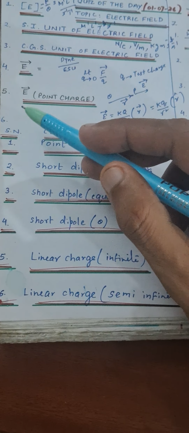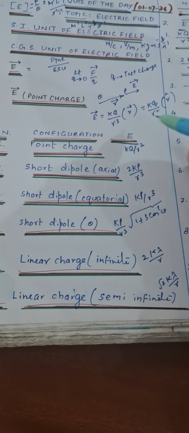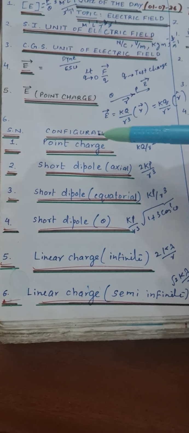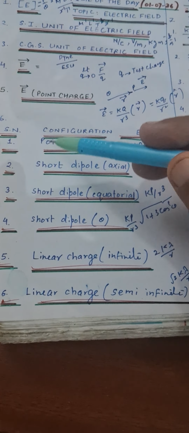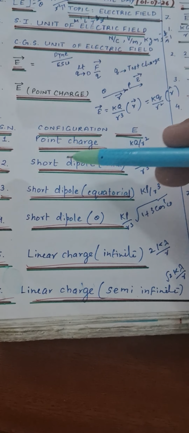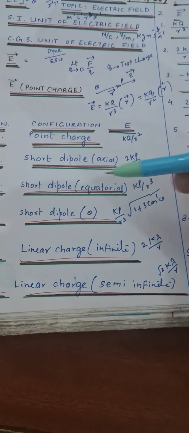Then we have the expression of electric field for a point charge. So this is kq by r cube into r, or kq by r square into r cap. Then we have different configurations and the corresponding electric field. So for a point charge it's kq by r square. For a short dipole along axial position it is 2kp by r cube.